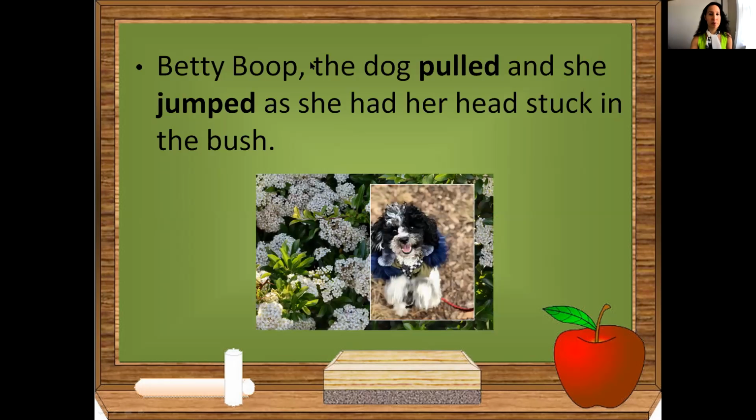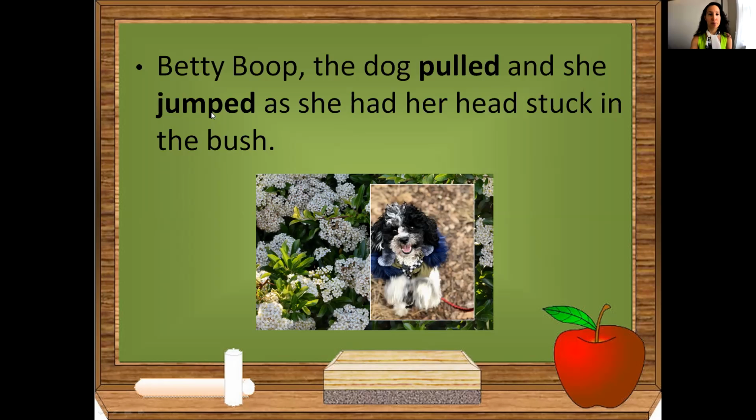Does everyone remember Betty Boop on prepositions? Here's another tongue twister. Betty Boop, the dog, pulled and she jumped as she had her head stuck in the bush. Okay, so what is this sound? Pulled. It's just the D sound. So take out the E and make it P-U-L-L-D. That's the sound. Pulled.